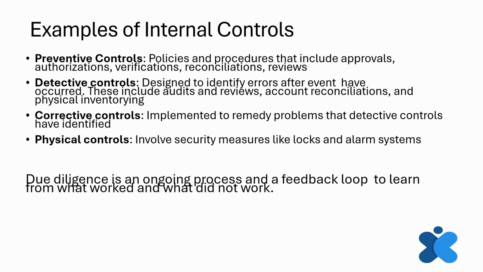Last one is physical controls, which is basically the security of your office, security of your cash, security of your fixed assets, and all that is physical control. So these are types of internal controls that are there. Now, these internal controls form the basis for internal controls in various areas. And that's how you'll put them in place.